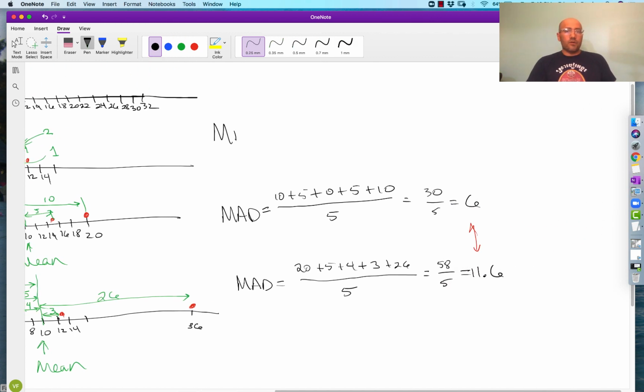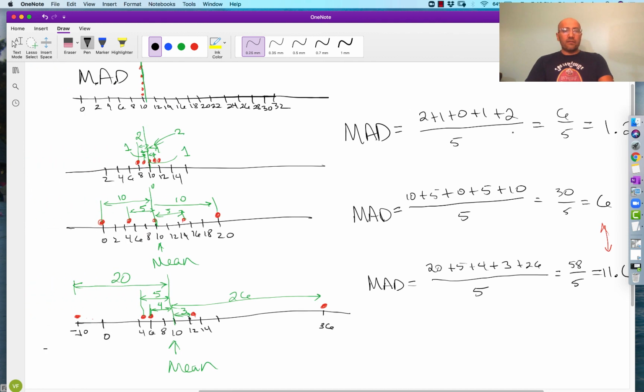All right, so MAD for this set is going to end up being 2 plus 1 plus 0 plus 1 plus another 2 divided by 5. So we get 6 divided by 5, which is equal to 1.2.